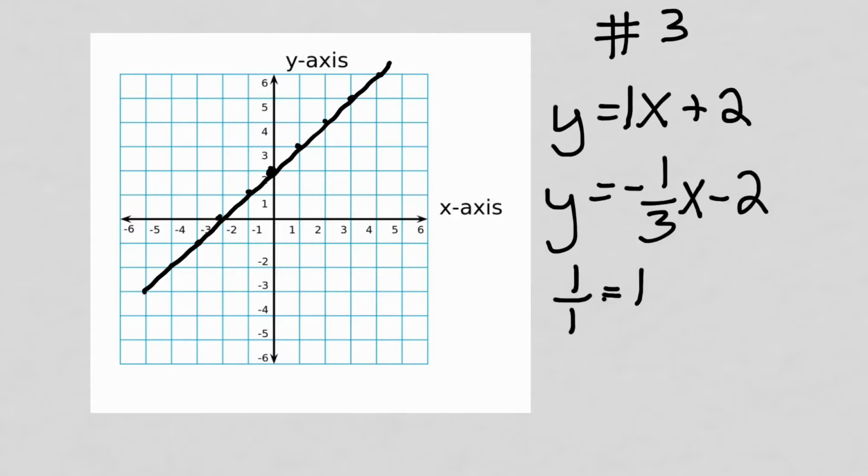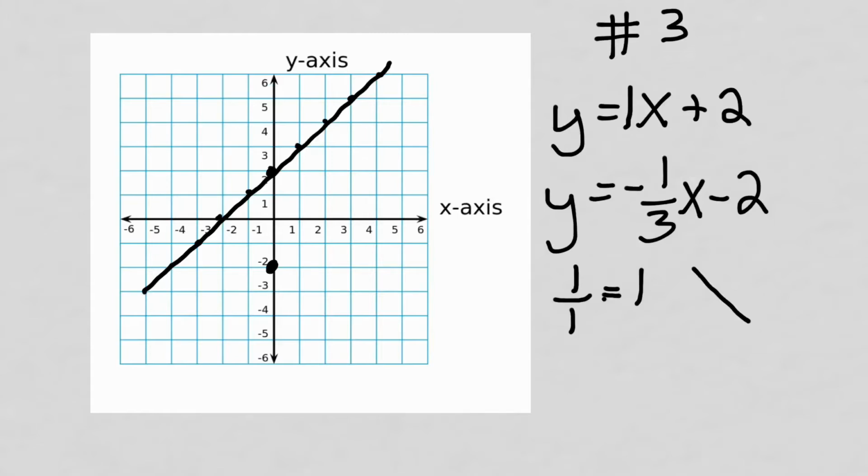Okay, the next part is y equals negative 1/3 x minus 2. Okay, you know it's going to be a negative slope. It's going to be like that because it's negative. And I know that the y-intercept is at negative 2. All right.